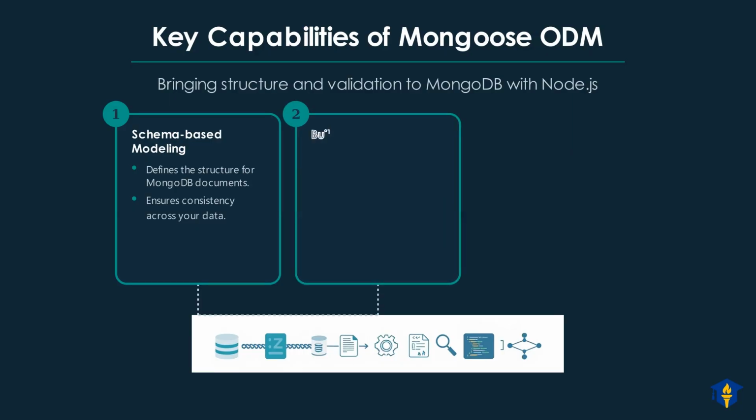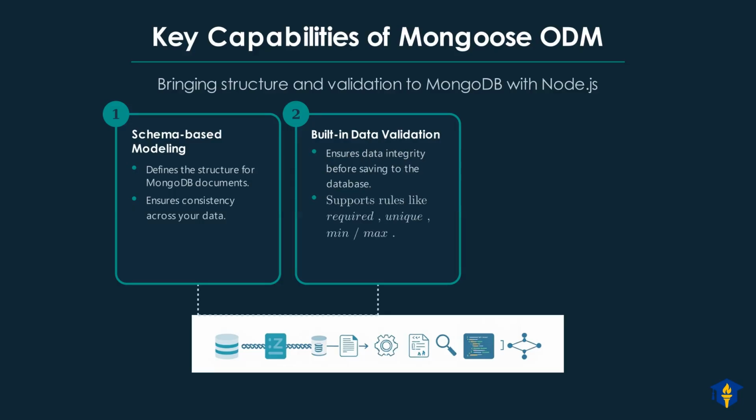Another important feature is built-in data validation, which safeguards the integrity of your information. It ensures data integrity by validating data against predefined rules before it is saved to the database. Mongoose supports various validation rules, such as required, unique, and minimum or maximum values for fields.